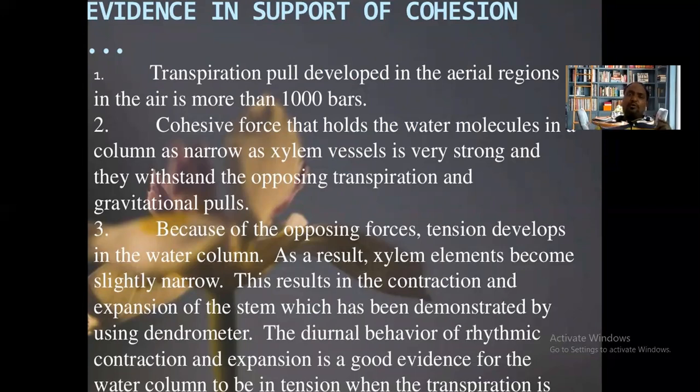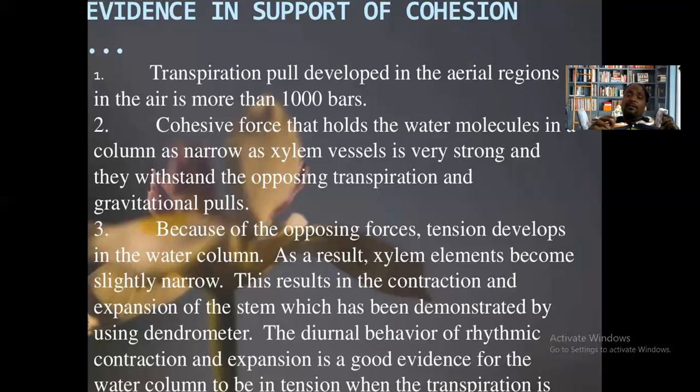The cohesive force that holds the water molecules in a column as narrow as the xylem vessel is very strong, and they withstand the opposing transpiration and gravitational pulls. The gravitational pull is an opposing force, but this opposing force is less than that of the cohesive force and the adhesive force. Because of the opposing forces, tension develops in the water column.